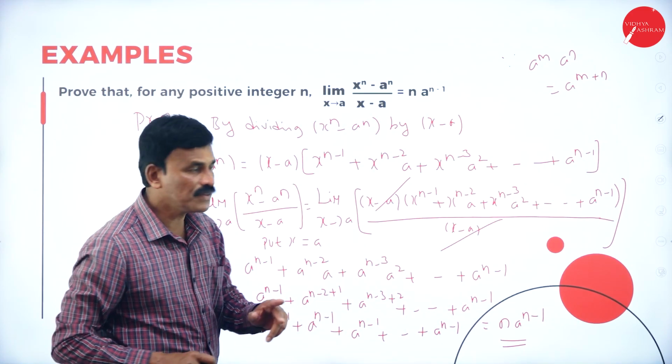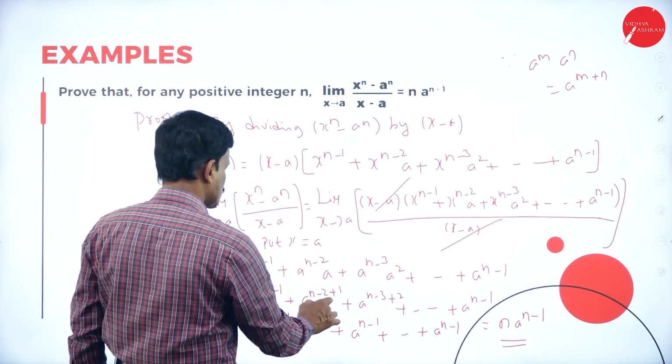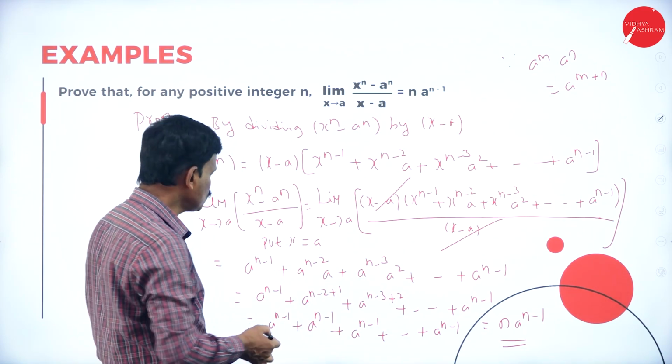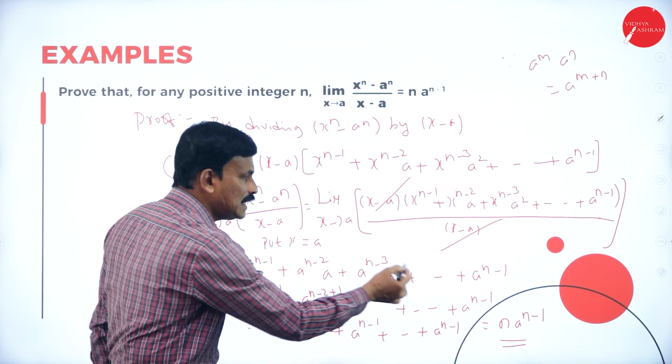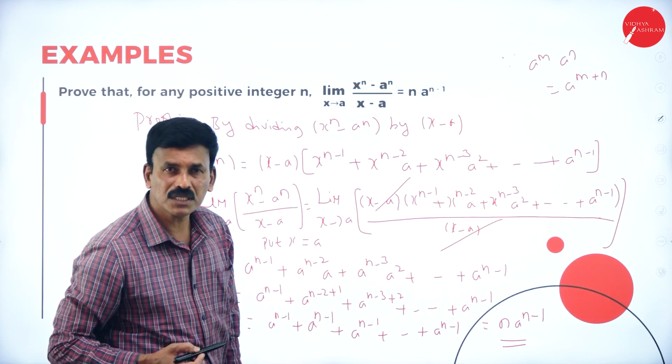Now, by applying the law of indices, a raised to m into a raised to n is a raised to m plus n. Minus 2 plus 1 is minus 1, minus 3 plus 2 is minus 1, and the last term is the same. So, since all the terms are a to the power of n minus 1, and there are n terms, we can write it as n a to the power of n minus 1.